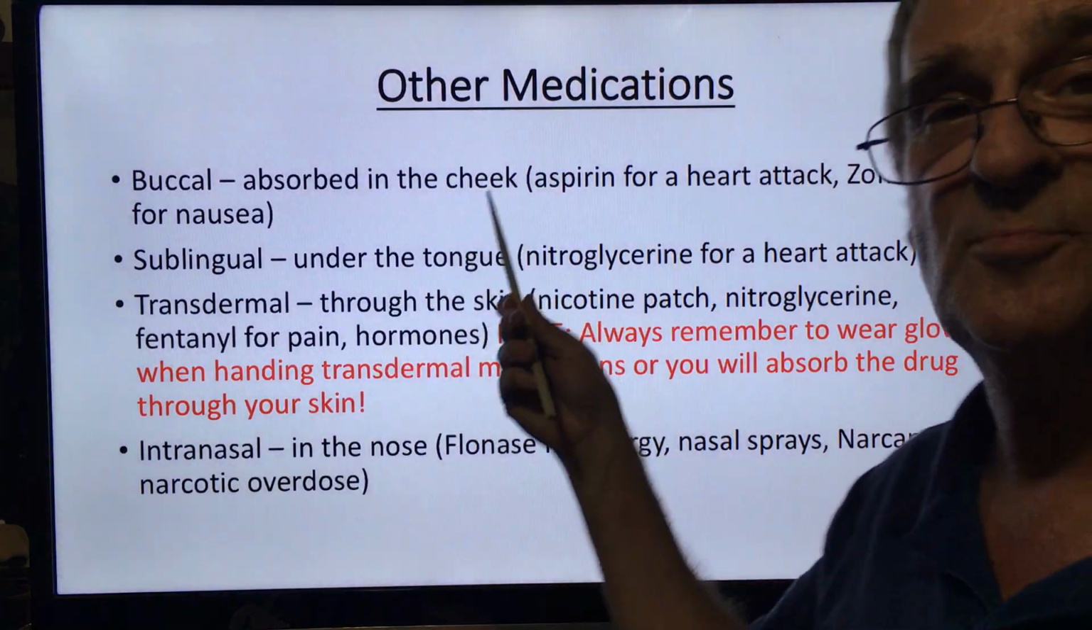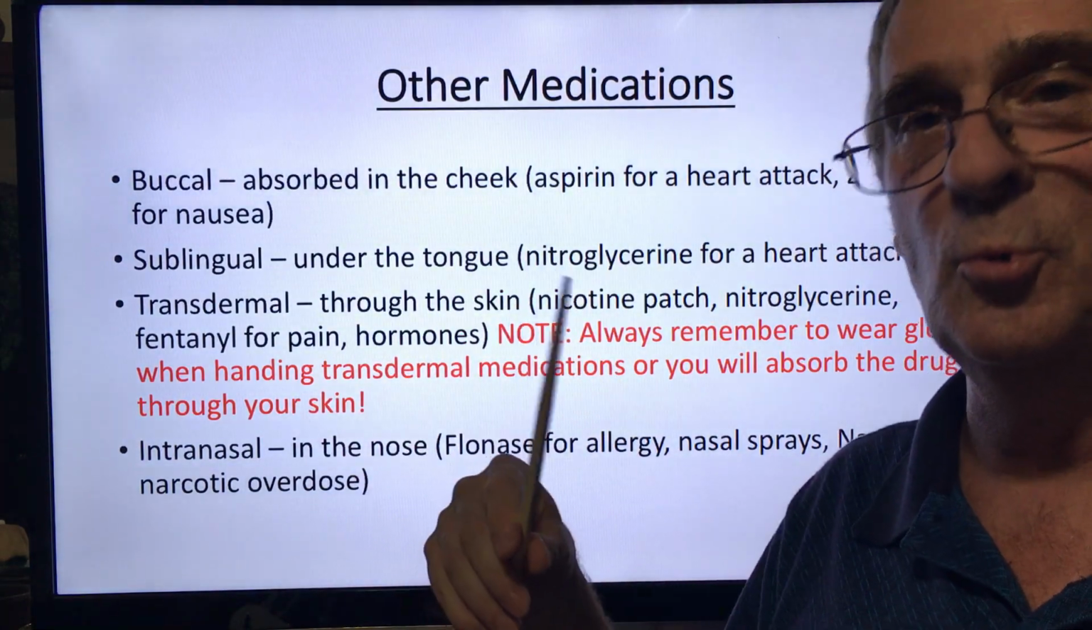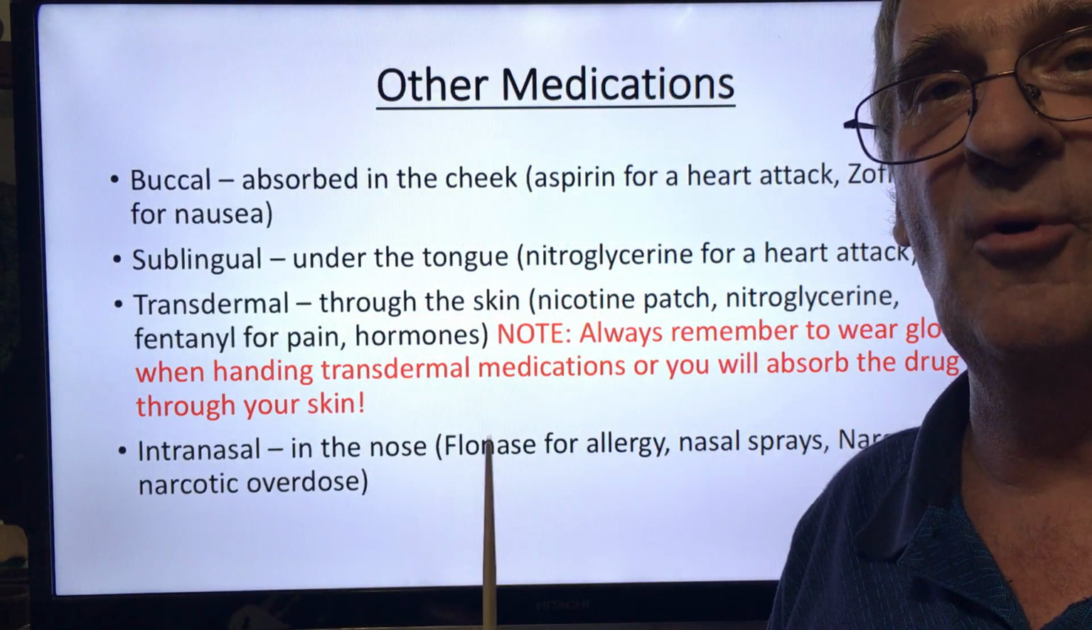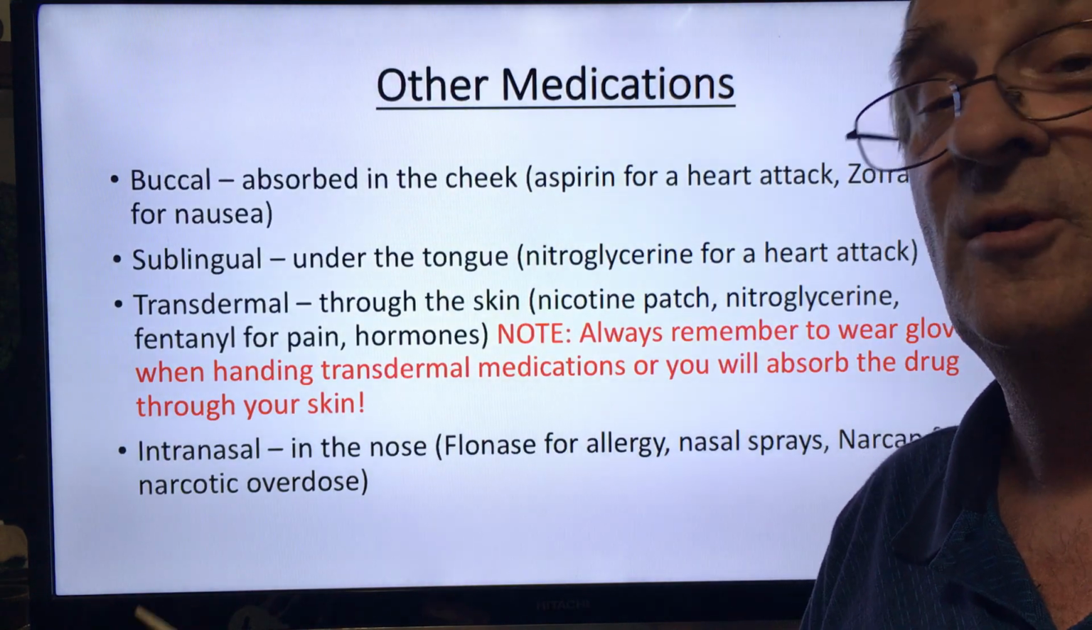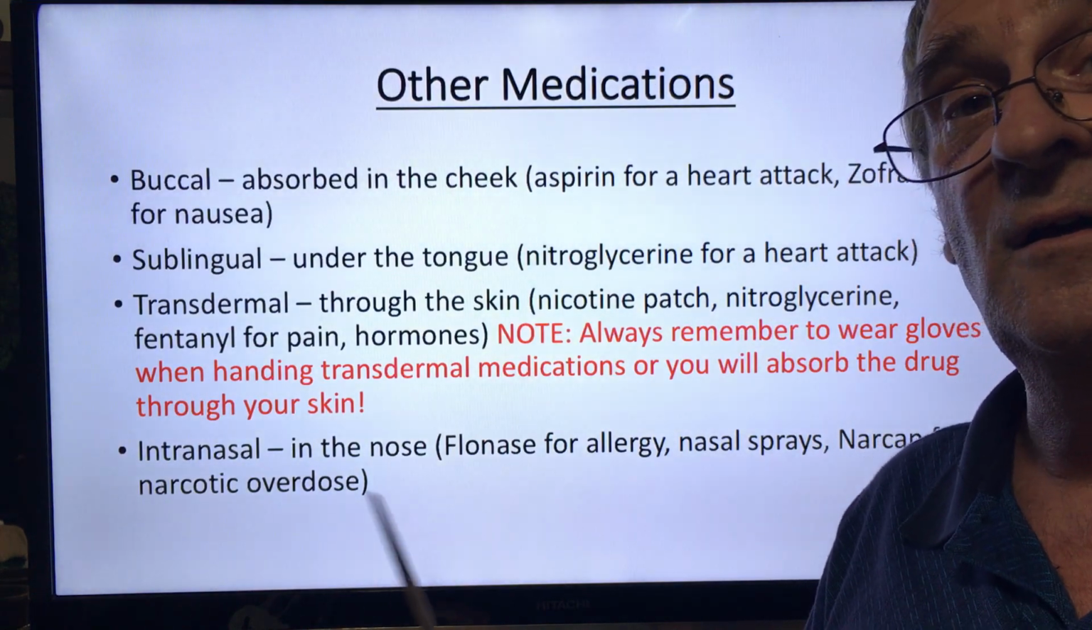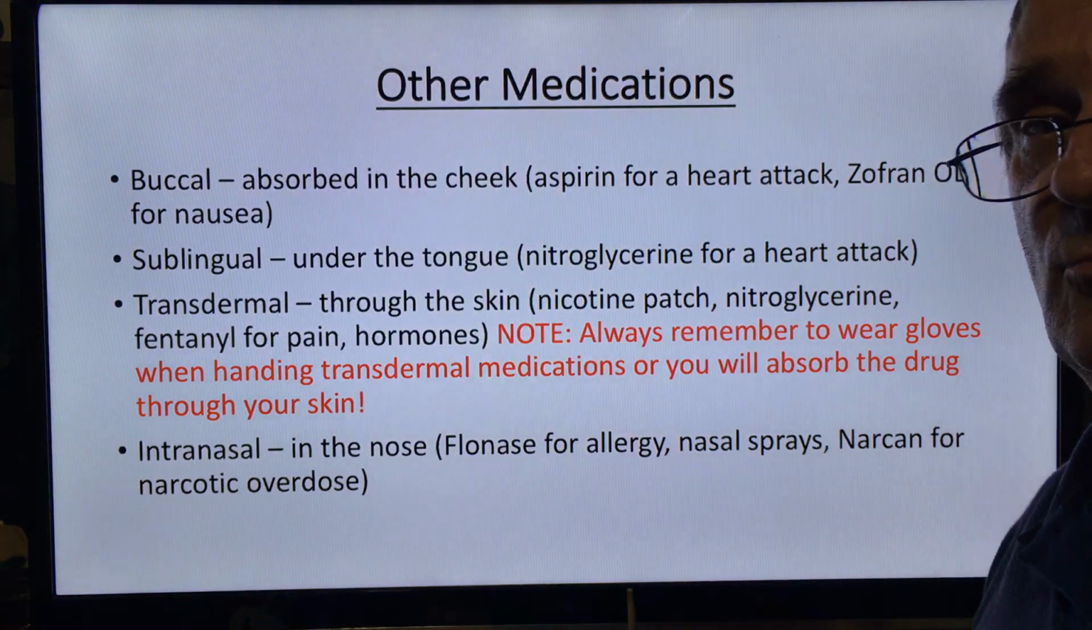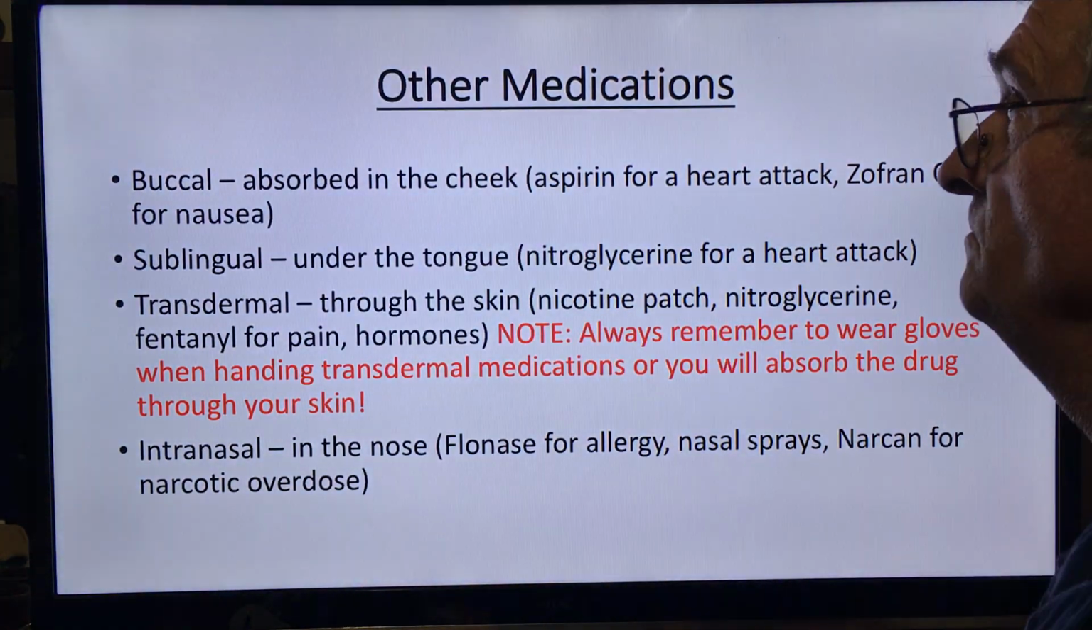And we do that because aspirin is an antiplatelet, so it will keep clots from forming. It won't do anything about the clots that have already formed, which are causing the heart attack, but it will help reduce the severity of the heart attack.